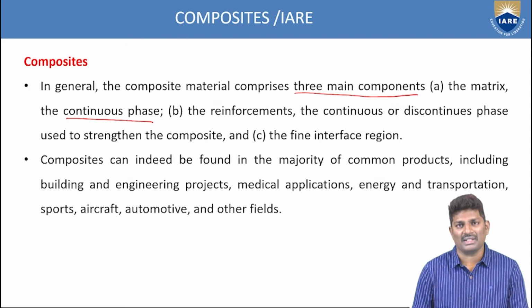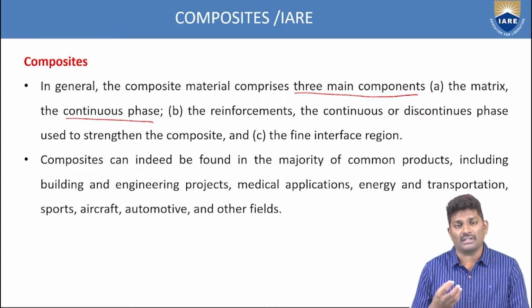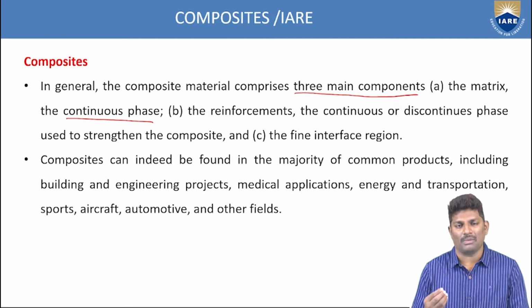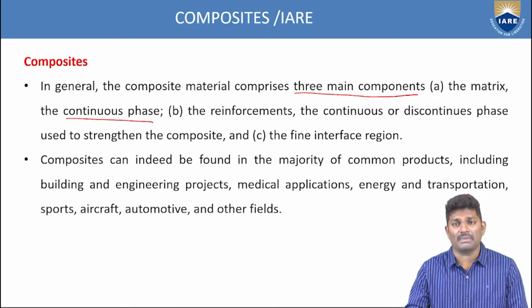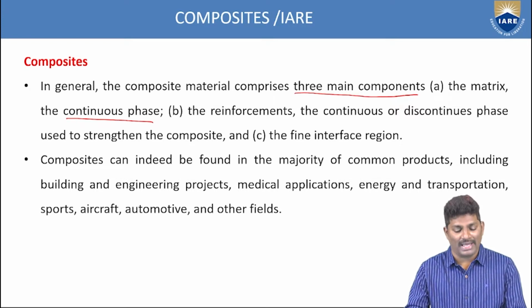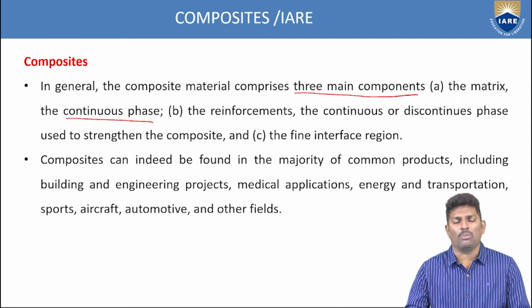So the first one is the matrix or the continuous phase. The second one is how the materials are reinforced with each other, and the third one is the interface region between the materials. These three are the main components involved in composite materials. Now, composite materials can indeed be found in the majority of common products, including building and engineering, medical applications, energy, transportation, aircraft, automotive, and other fields. Most of the technology we use nowadays is a composite material.